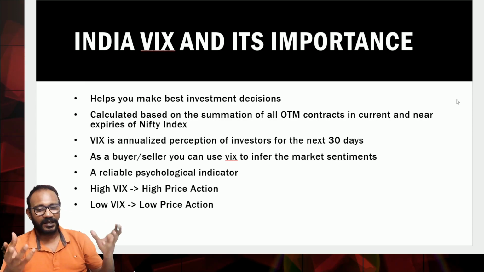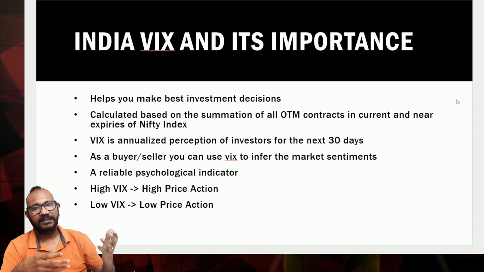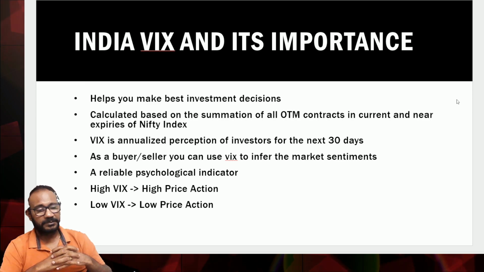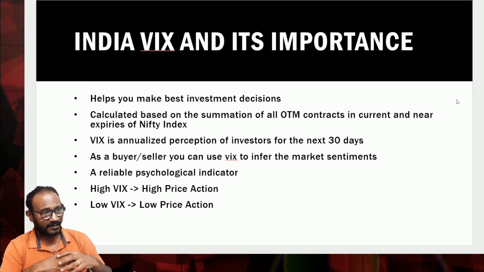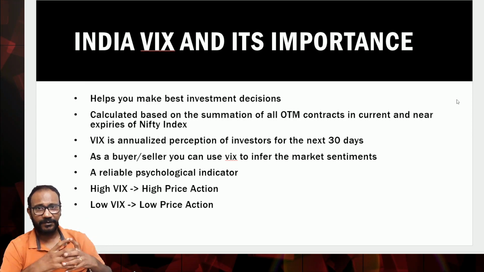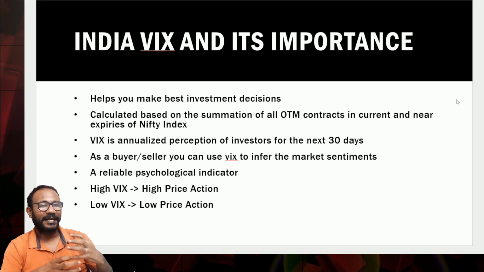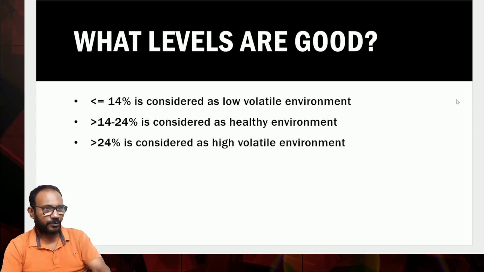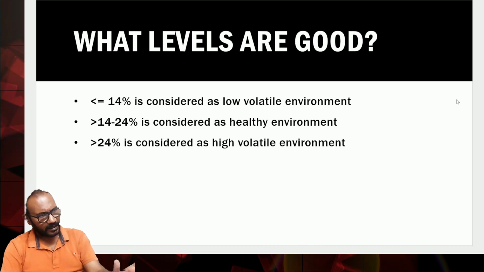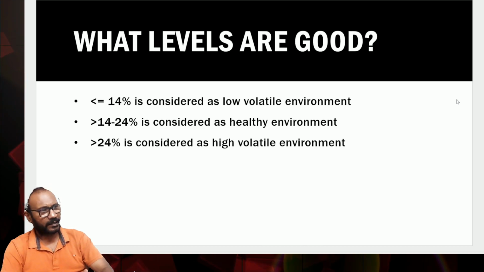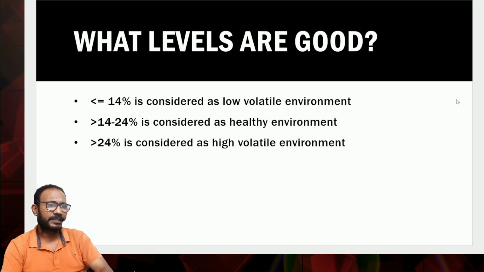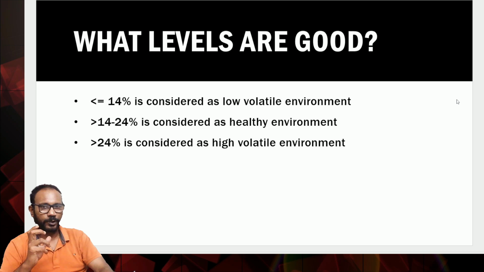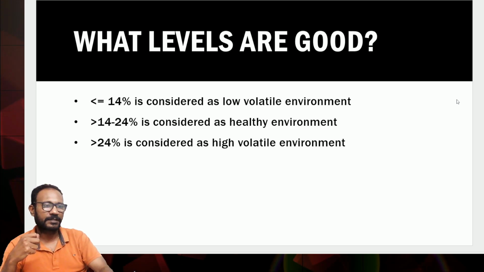Maybe something you purchased at 100 rupees, it hardly moves between 92 to 108 for maybe couple of hours, so it could be a very frustrating journey. So whether we are trading in a low VIX environment or high VIX environment tells you what sort of strategies you can choose to deal with that environment, right? So let's move forward. What are the good levels of VIX? 14 or less than 14 is generally considered to be a low volatile environment, between 14 to 24 is considered to be a very healthy environment.